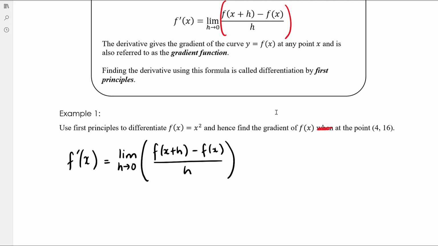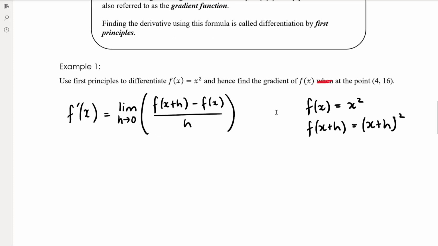Okay, so we know what f of x is, so that's nice and easy, that's going to go there. We need to know what f of x plus h is. Now I'm going to do that off to the side just to give me some space to do my expanding. So we know that f of x is x squared, we therefore know that f of x plus h is equal to x plus h all squared, and I'm going to expand that out before I substitute it in. So it's going to be x squared plus 2hx, or xh, doesn't matter, plus h squared.